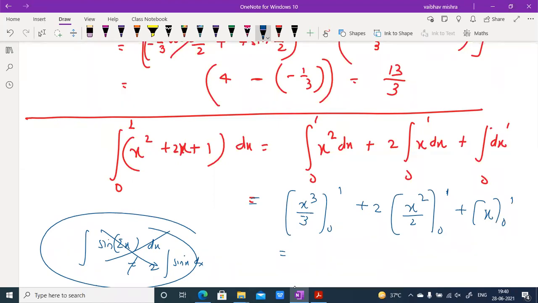Sir, is the answer 1/3? The answer is not even 1/3. Who gave the answer? Arnav Sharma, what is your answer coming? Upper limit minus lower limit on the first function. It becomes 1/3 minus 0. Yes, it is 1/3 plus 1 plus 1. So that becomes 7/3, and 7/3 is the answer.